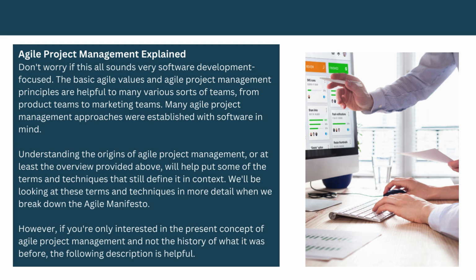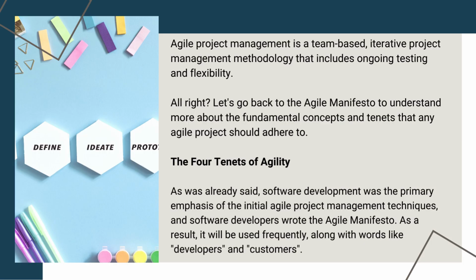We'll be looking at these terms and techniques in more detail when we break down the Agile Manifesto. However, if you're only interested in the present concept of Agile project management and not the history of what it was before, the following description is helpful. Agile project management is a team-based, iterative project management methodology that includes ongoing testing and flexibility. All right? Let's go back to the Agile Manifesto to understand more about the fundamental concepts and tenets that any Agile project should adhere to.